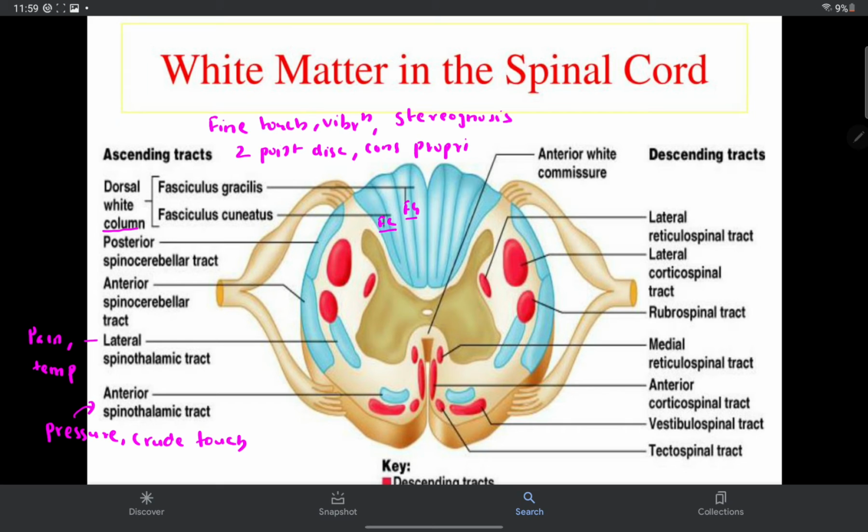That is proprioception. The unconscious proprioception is carried by the spinocerebellar tract. So this is a spinocerebellar tract. The unconscious proprioception is carried through the spinocerebellar tract.